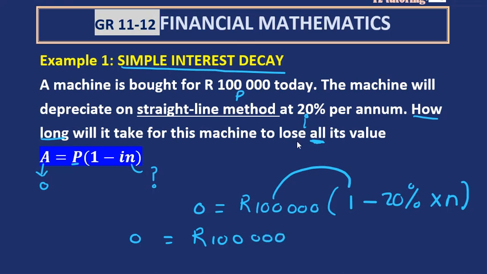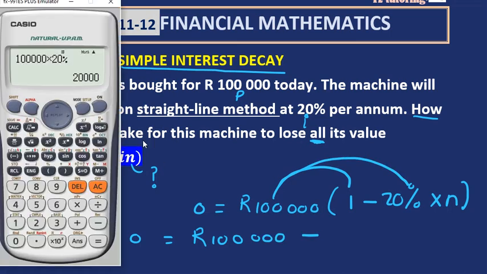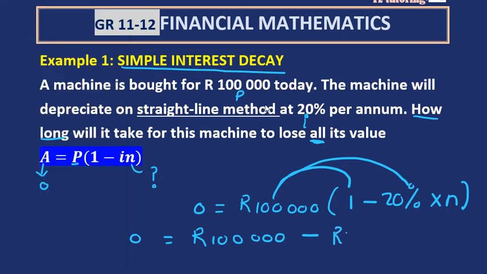Alright, so if we simplify using the distributive rule, 100,000 times 1 is 100,000. And 100,000 multiplied by 20%. You can use your calculator to check that. If you take 100,000 and you multiply it by 20%, you get 20,000 rands. Don't forget this n, so it's 20,000 rands n.